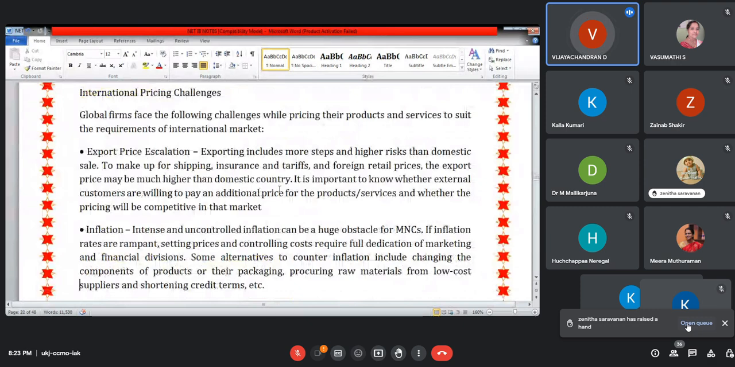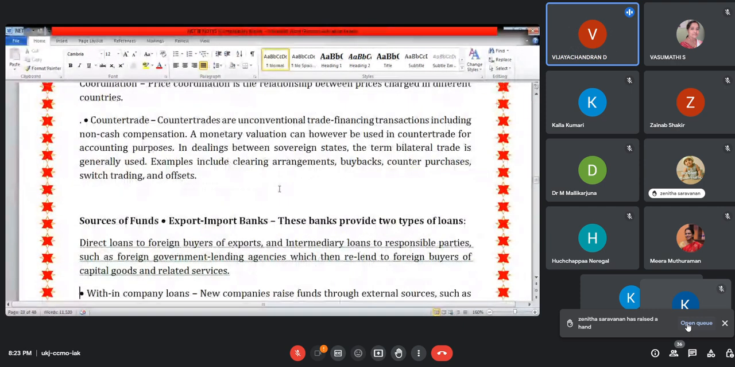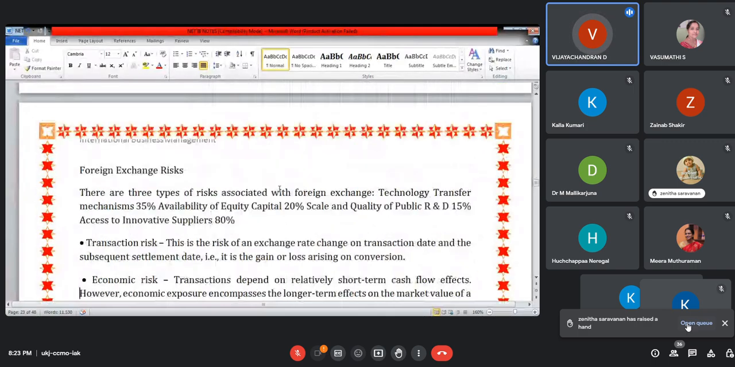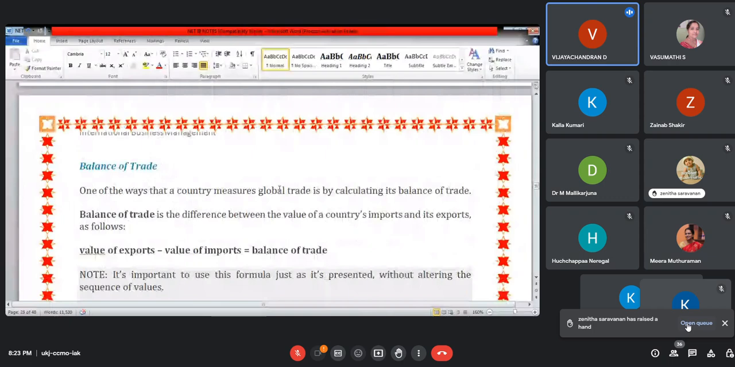Yes, these are the challenges. What are the sources in the international trade? Another important one is balance of trade. Balance of trade. This is very important.